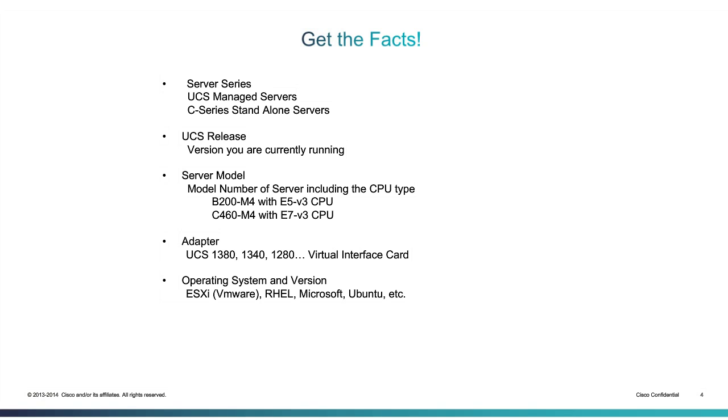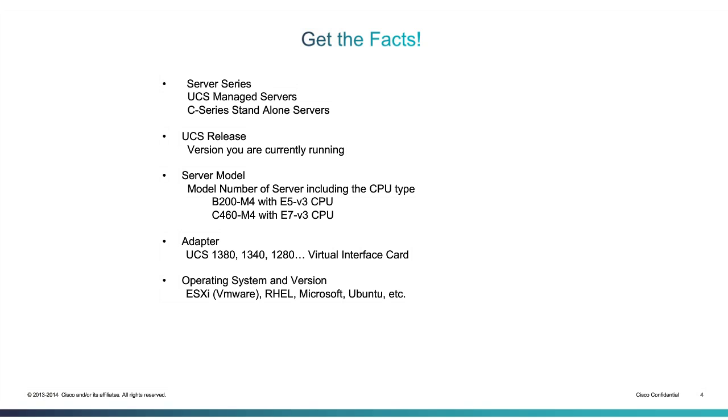So, as we approach our UCS issues, we want to go ahead and get the facts. We want to identify what series of server, for example, are we looking at a B series server, C series server, is it a standalone? Maybe it's a C series server that's integrated with a UCS manager, and then it would be considered a rack mount. We also want to confirm which UCS release is in use. Basically, what is the startup version, or running version, excuse me. We want to confirm also the particular model of the server, including the CPU type.